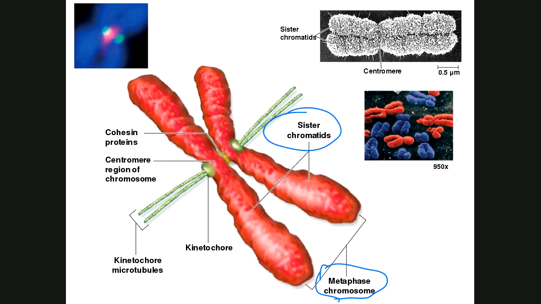46 chromosomes. We're going into mitosis. This is a human then. How many chromatids are we going to end up with? Yeah, 92 chromatids. There you go.